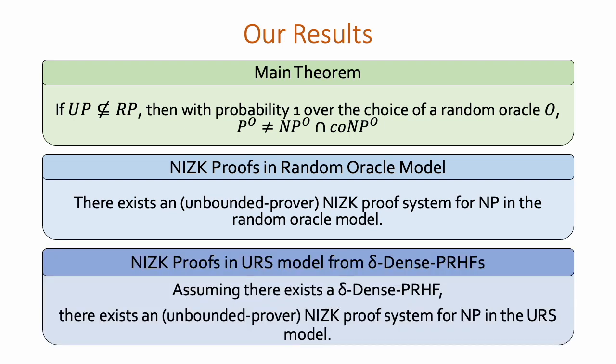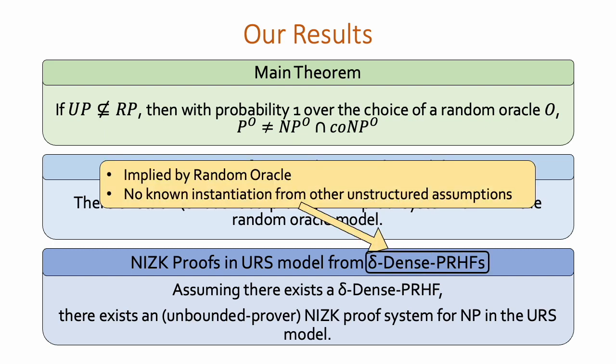Now, if you really do not like random oracles, then we also have an instantiation of a NIZK proof in the uniform random string model from a concrete cryptographic object called the delta-dense pseudo-random hash functions. For the sake of time, I am not going to explain what these objects look like or what properties they satisfy, but I must mention some important points regarding this construction. Firstly, on the positive side, a delta-dense pseudo-random hash function is unstructured because it is implied by a random oracle. On the other hand, there is a slight caveat here, which is that we do not know how to instantiate these objects from any unstructured assumptions other than random oracles.